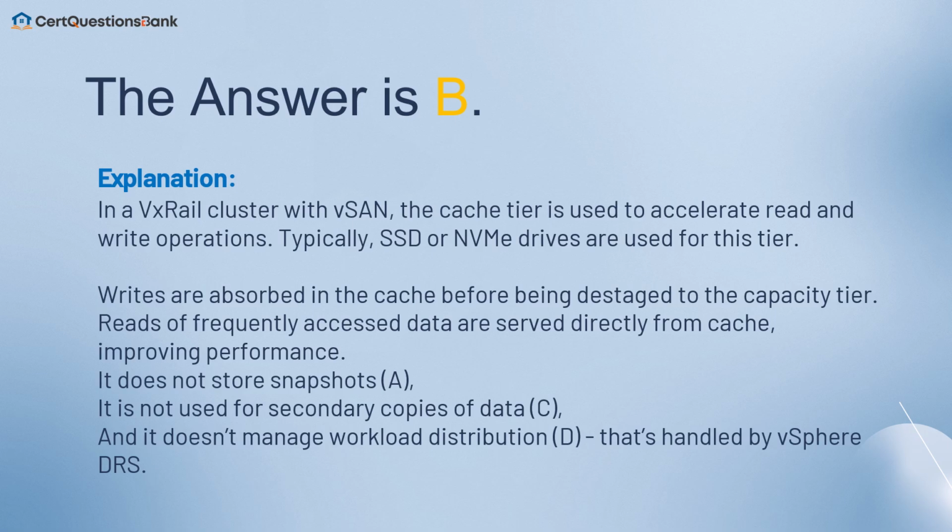The answer is B. In a VxRail cluster with vSAN, the cache tier is used to accelerate read and write operations. Typically, SSD or NVMe drives are used for this tier. Writes are absorbed in the cache before being destaged to the capacity tier. Reads of frequently accessed data are served directly from cache, improving performance.